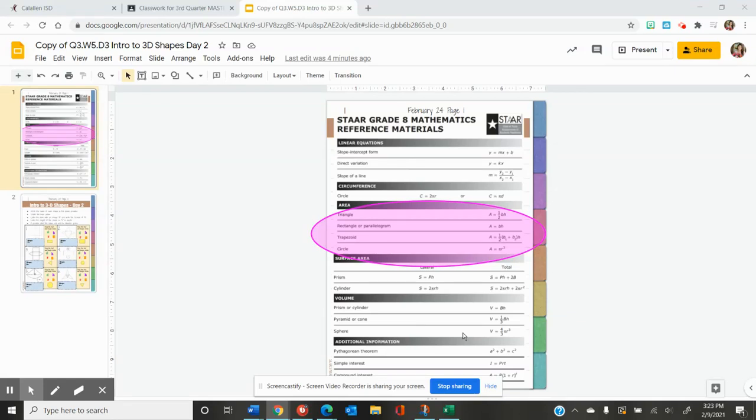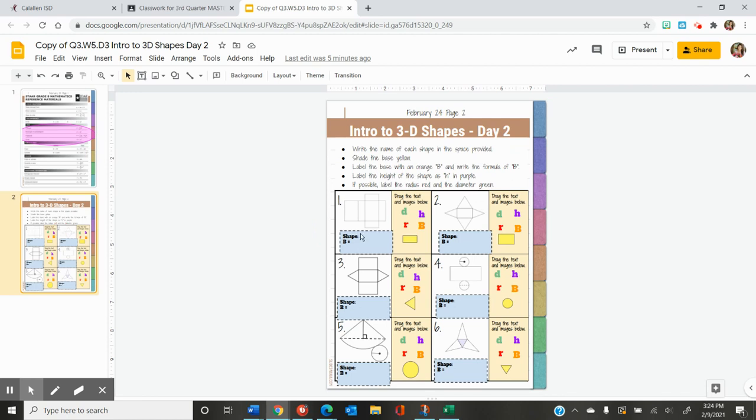Okay, today's video is going to be another video introducing 3D shapes. However, this time it's going to be a bit different because instead of looking at the shape after it has been formed, now we're going to be looking at their net shapes. Again, a big thing on your formula chart we're going to be looking at today is the area. So without further ado, let's go ahead and get into the notes.